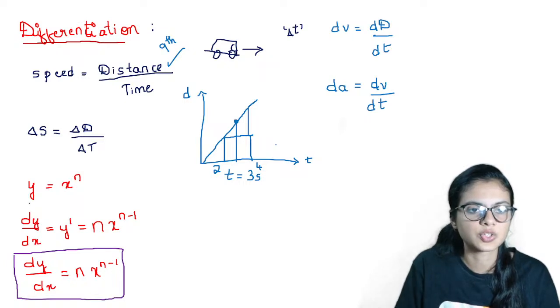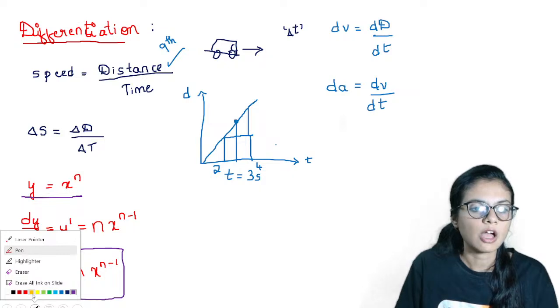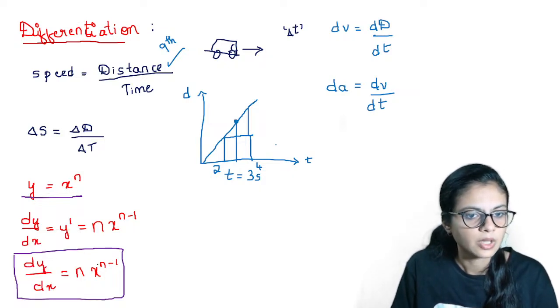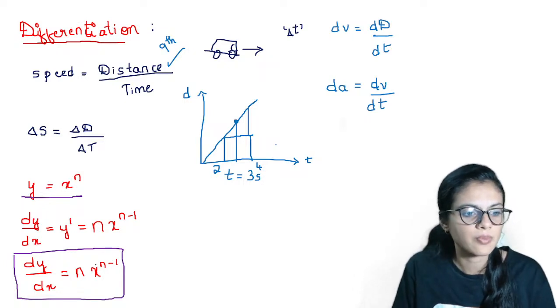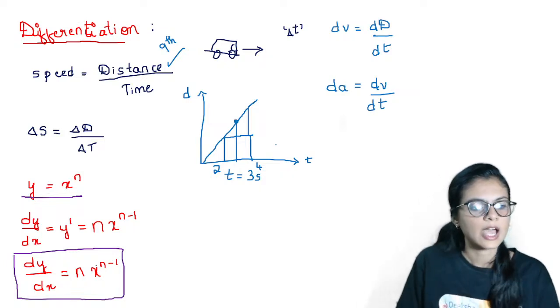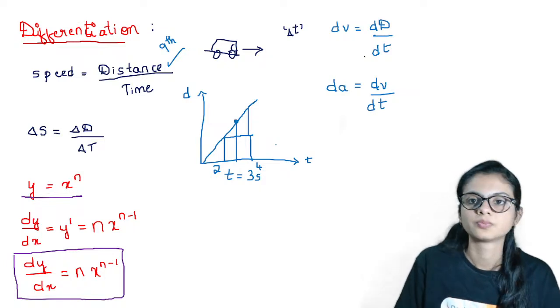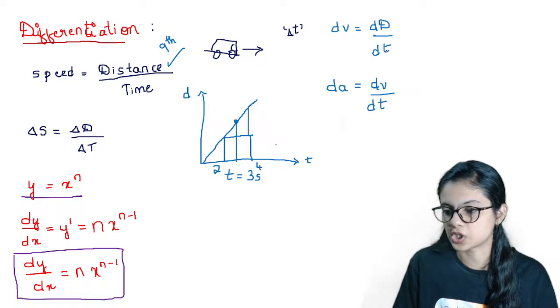And the condition, just remember, y in the format of x power n. Now let us solve some of the problems here. Yes, n into x power n minus 1. Absolutely, it's right. Okay, right. So now let's solve some of the problems here.